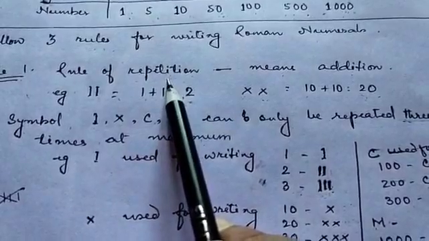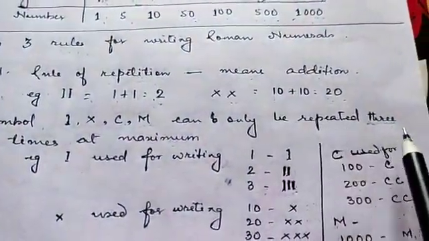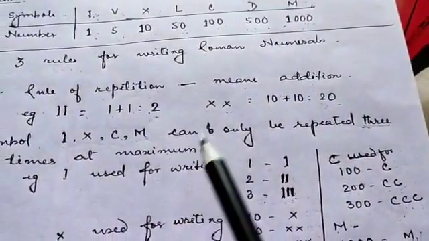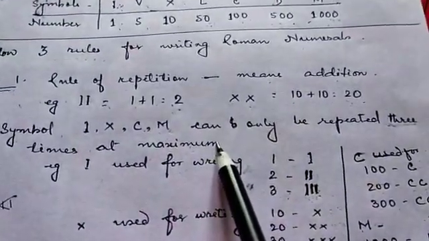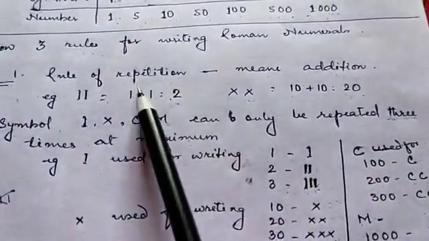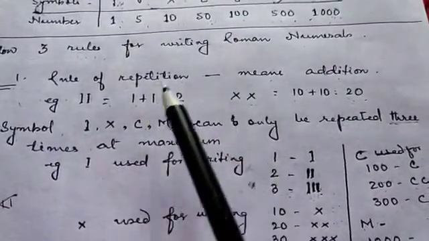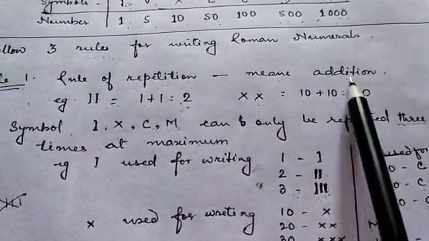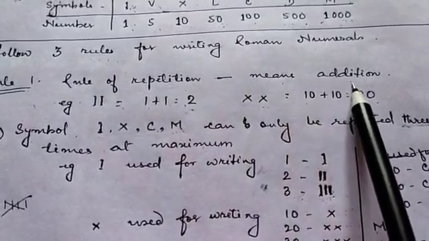This rule has a limitation that it can be repeated 3 times at maximum. We can repeat a symbol 3 times at maximum. Now what does the rule of repetition state? That the symbol, if repeated, that means they are added. Repetition of symbol means addition.